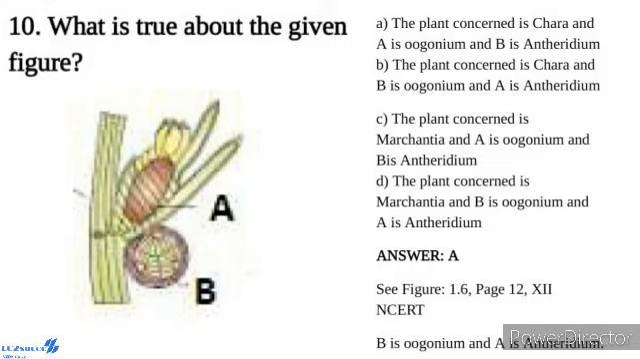Plants that have both male and female reproductive structures in the same plant are called bisexual. In Chara algae, the male sex organ, the antheridium, is also called the globule. The female sex organ is called the oogonium, also called the nucule. The female sex organ is arranged on the upper portion, and the male sex organ is arranged in the lower portion. So the correct answer is option A: A is oogonium, B is antheridium.